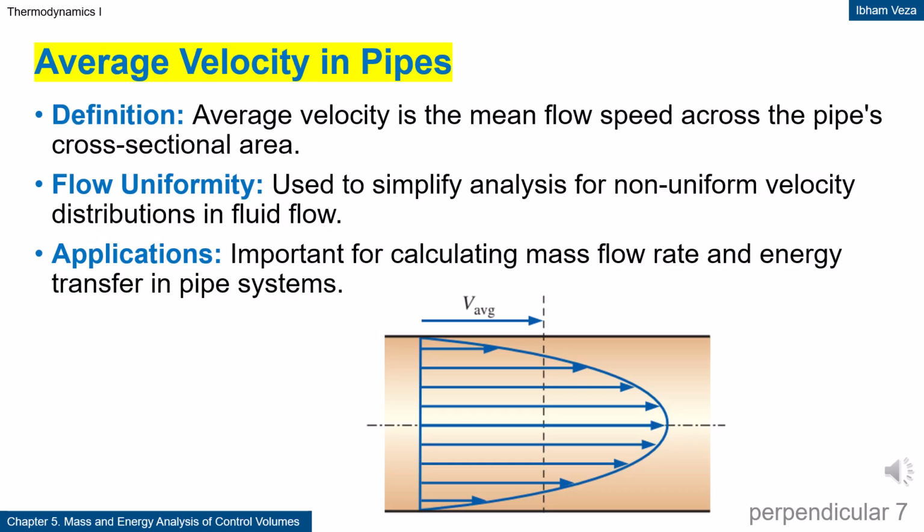Average velocity in pipes. Average velocity is used to simplify non-uniform velocity profiles in pipes. This value represents a single velocity that produces the same flow rate. This approach is very practical in engineering analysis. Without this concept, calculations would become much more complicated. Average velocity forms the basis for mass and energy flow rate calculations.